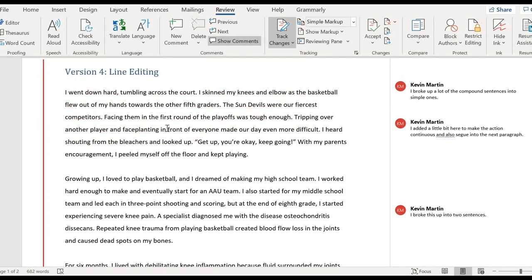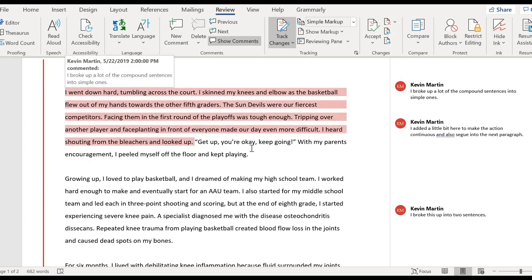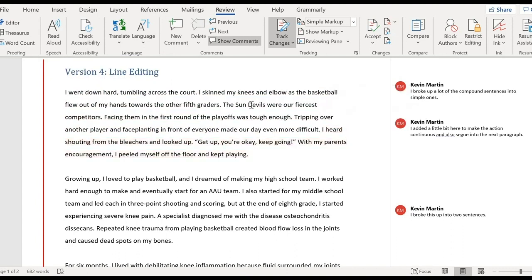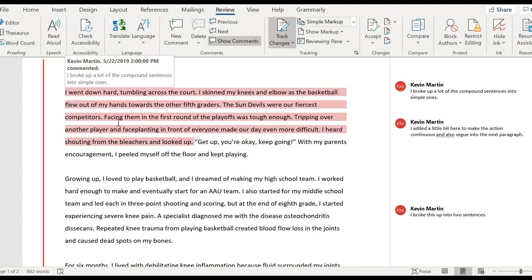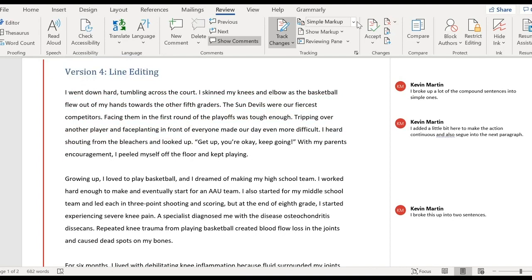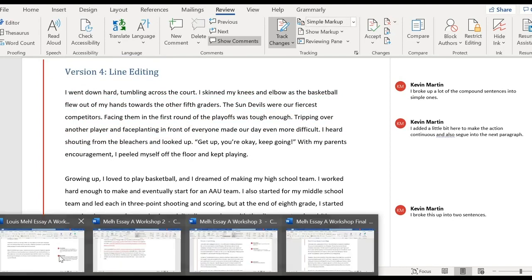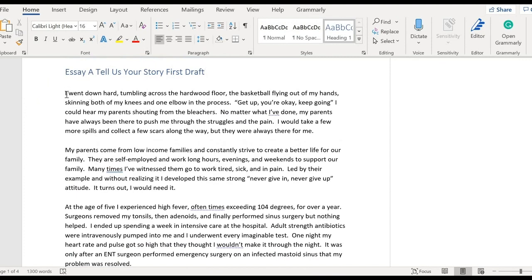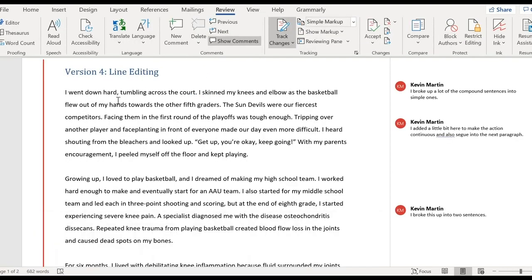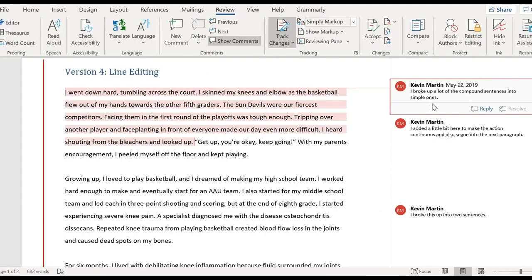So remember that I had recommended that they expand upon the introduction a little bit more. And so here we have a lot more nice details and sentences about what was going on, who was playing who. It was their team, the Sun Devils, against their biggest competitor. I've also noted some areas, if you recall from the very first draft up here, we had one long sentence: "I went down hard, tumbling across the hardwood floor, the basketball flying out of my hands, skinning both of my knees and one elbow in the process." It's a bit of a run-on sentence to begin with, but here we've broken up compound sentences into simple ones.